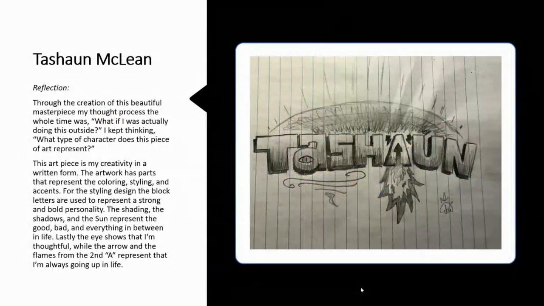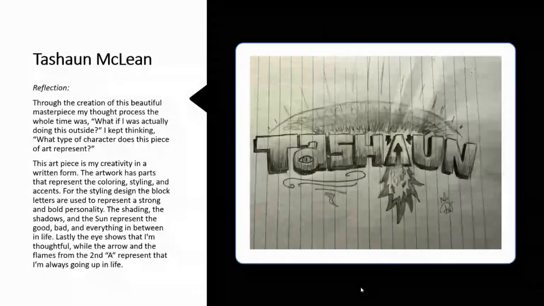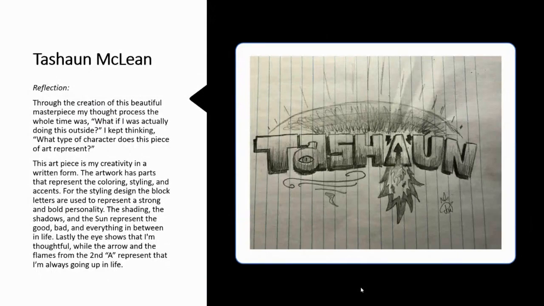So that brings us to our fantastic student, Tashawn McLean. He's going to talk a little bit about his experience with the interpretation of this assignment in which they had to create a graffiti artwork, either focusing on their name or a word that was significant to them. And I'll leave it for Tashawn to take over and speak about his particular piece.